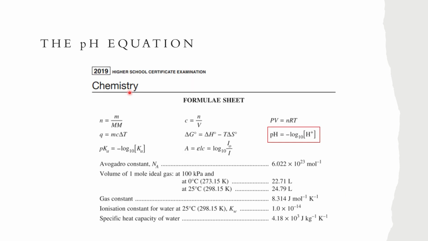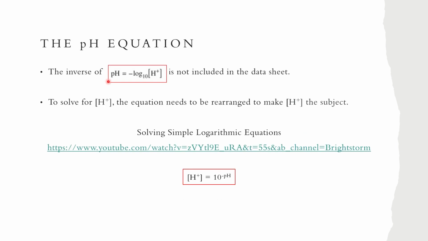We can use this calculation if we know what the hydrogen ion concentration is. We can use that to determine pH. All we've got to do is put into our calculator negative log 10 of whatever that concentration is. However, if we want to solve for the concentration here, we're going to need to rearrange our equation and make the hydrogen ion concentration the subject. Now, that requires a little bit of algebra involving manipulations of equations with logarithms in them.